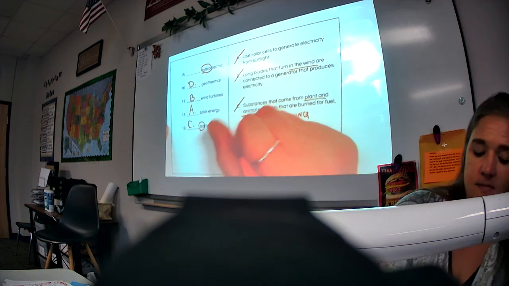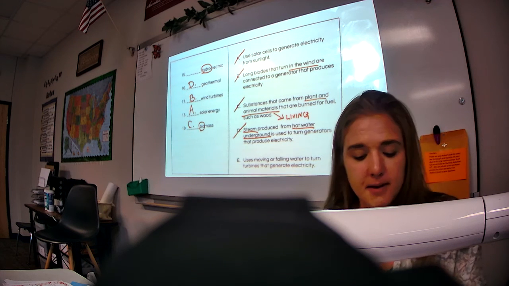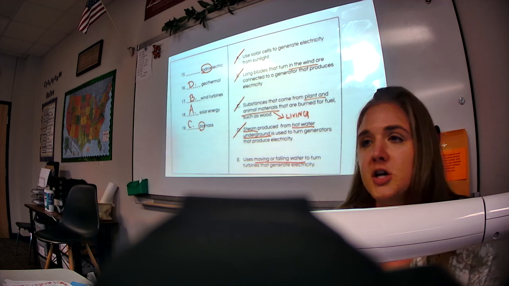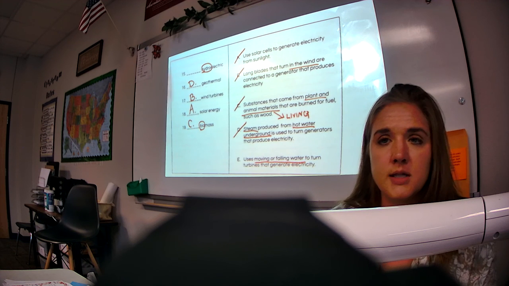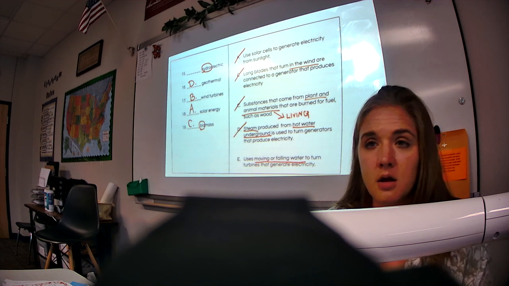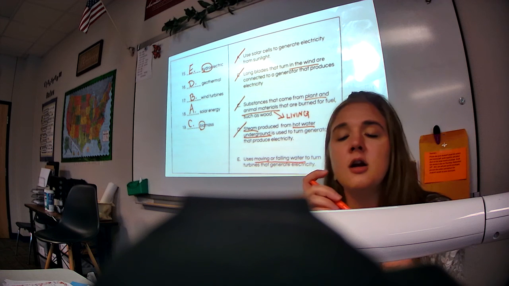Okay? And then now, E should go here, but let's double check and make sure. Uses moving or falling water to turn turbines that generate electricity. Luke? Which one is it? Yeah, it is E. It goes with which one? Hydroelectric. Good.